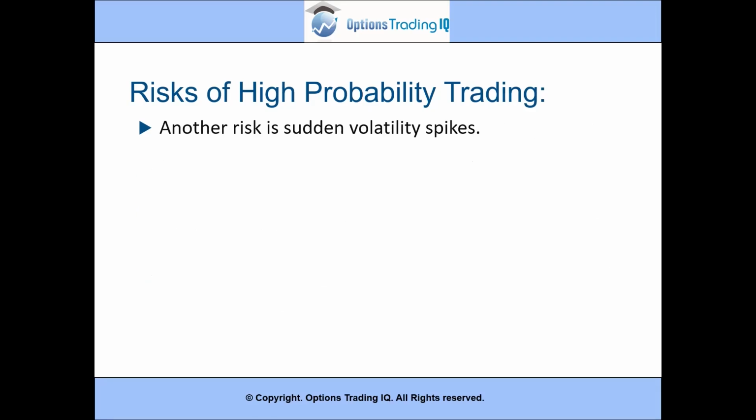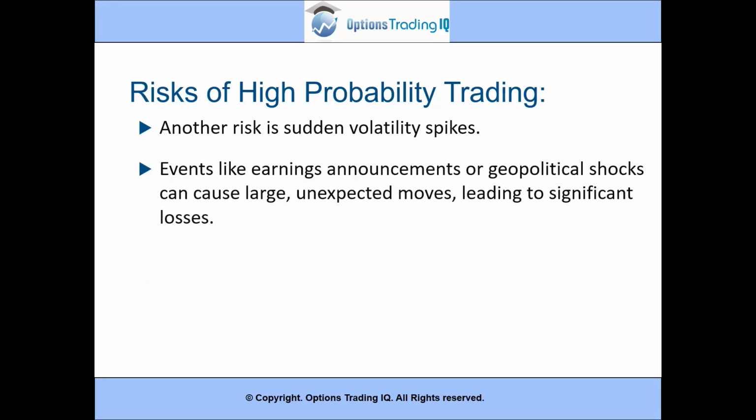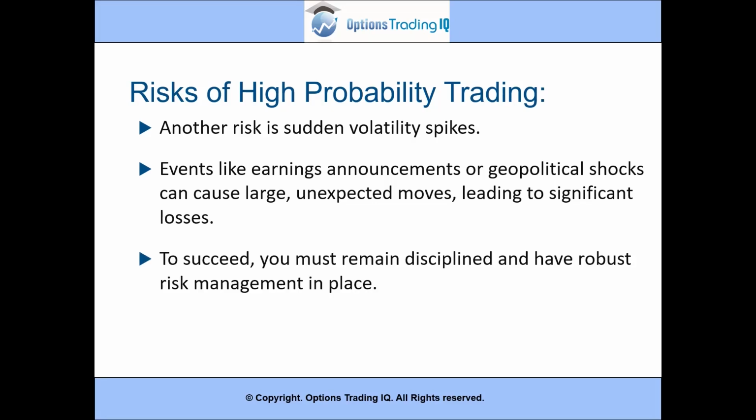Another big risk is sudden volatility spikes. Generally, the strategies that we're looking at for high probability trading, and certainly the four that we've looked at today, are negative Vega trades. So that just means they're going to benefit from volatility dropping or staying stable. So if we place these trades and then there's a big volatility spike after we've placed the trades, that can adversely affect these positions. Events like earnings announcements or geopolitical shocks can cause large unexpected moves, and that can lead to significant losses. To succeed, you must remain disciplined and have robust risk management in place.